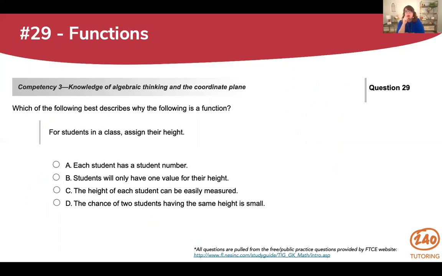It says, which of the following best describes why the following is a function? Okay, so here's what you need to remember. The definition of a function. Now I'm going to give you the real simplistic one. A function is a type of relation in which every input, or each input, has only one output. So I'm going to give you the short definition.